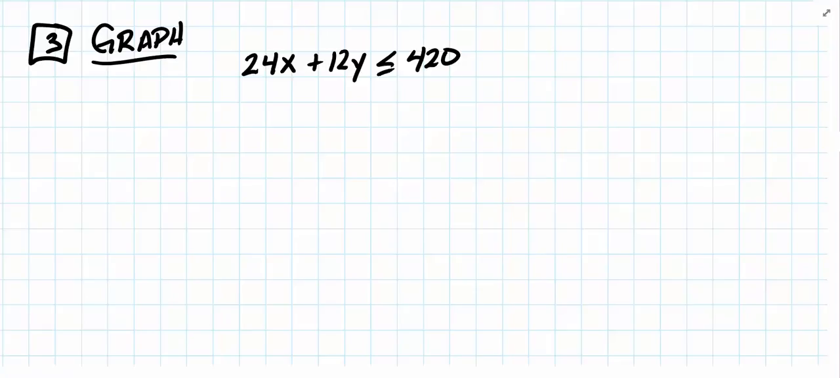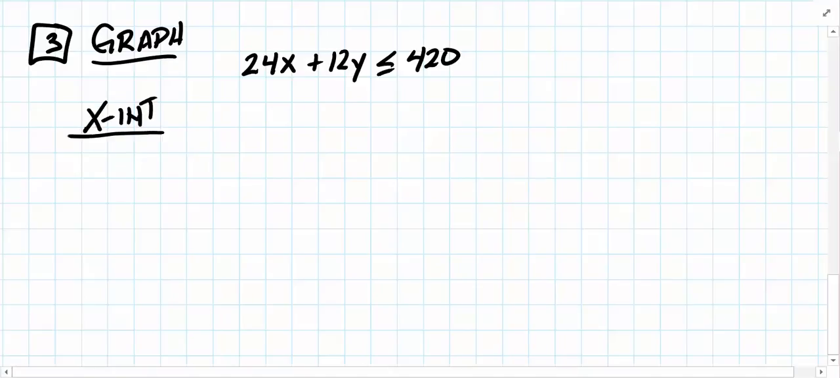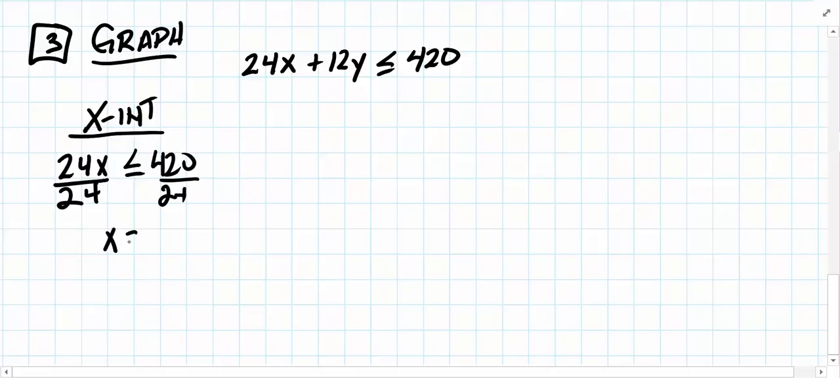So let's find the x and the y intercepts. If I want the x-intercept, what do I always do to find the x-intercept? Let y be 0. So I would have 24x is less than or equal to 420. Dividing by 24, x is equal to what? 420 divided by 24. Who's got it? 17.5. All right, there it is.